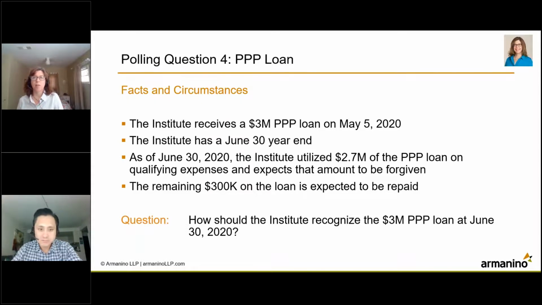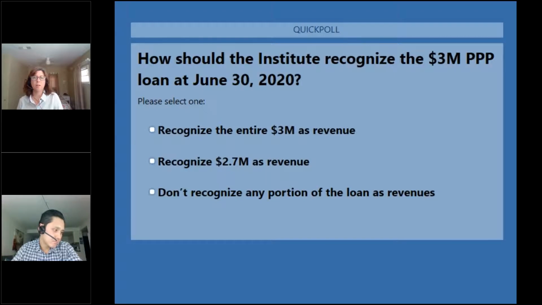So why don't we go ahead and launch that polling question and give you a minute to respond. So we've got 3 choices. Well, a lot of people are voting on this one.